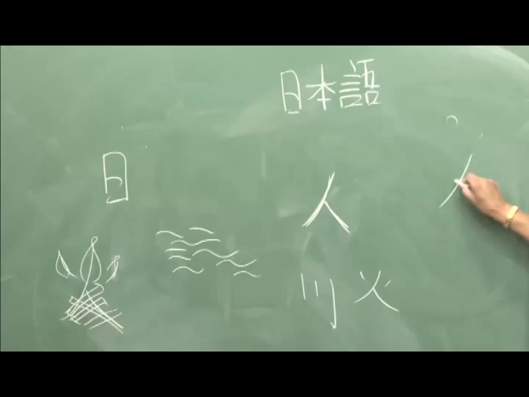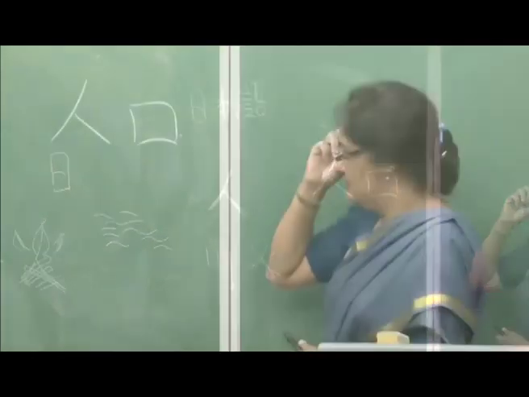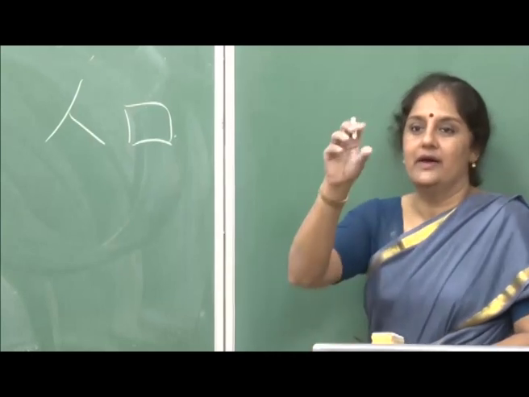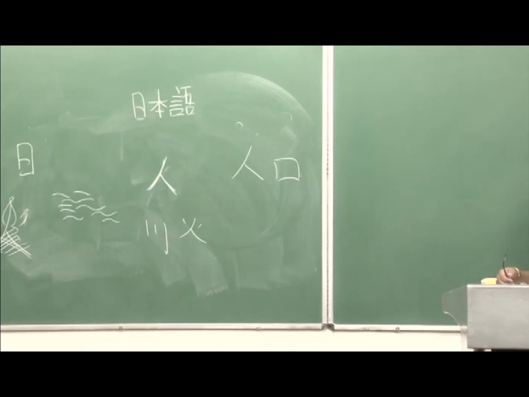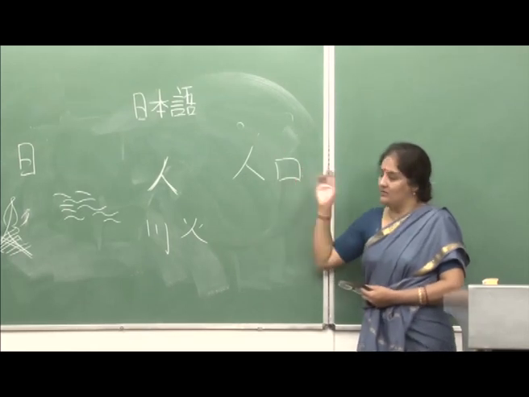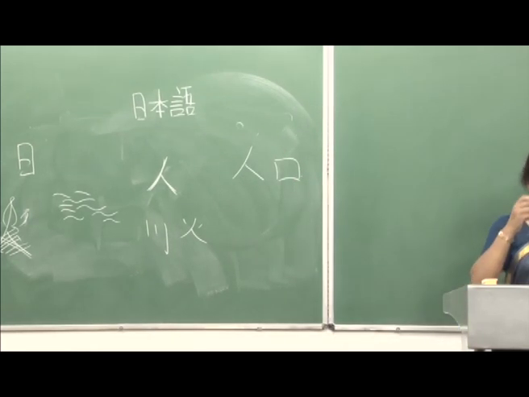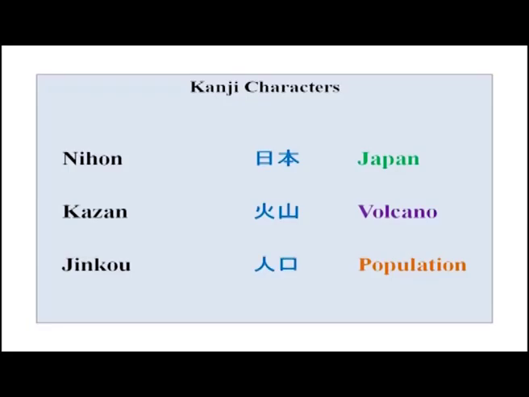As I told you, this is hito. This is hito. Now, what does this look like? This looks like a mouth, an opening, isn't it? So, if you join these two characters, it means population. So many mouths, so many people, so many mouths to feed, and that is population. So, that is how you would think of kanji characters.